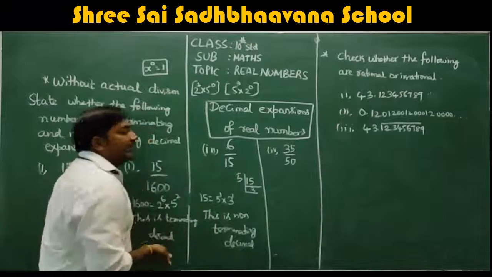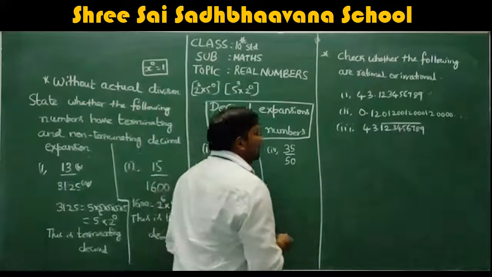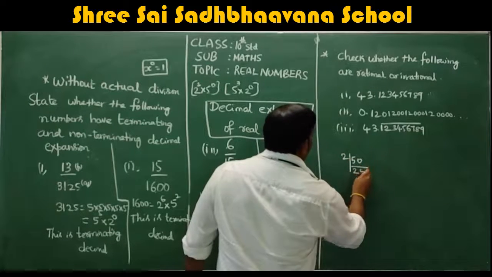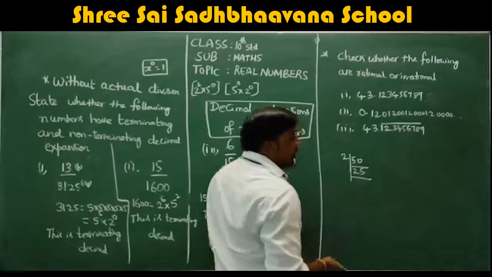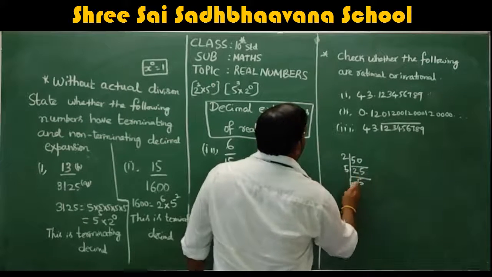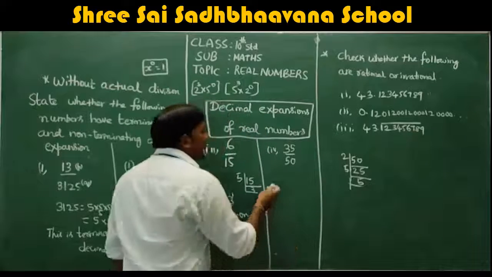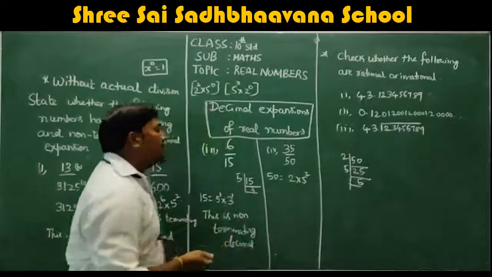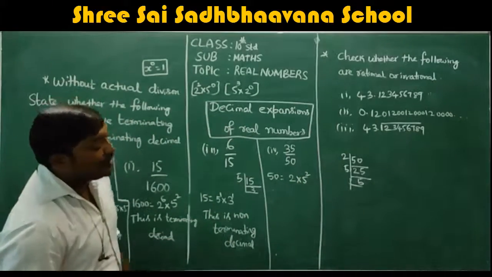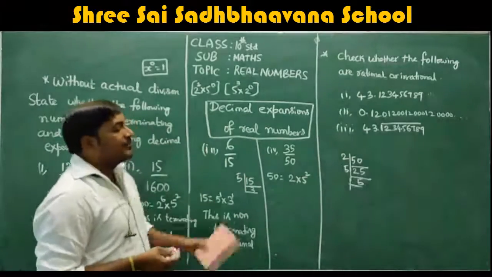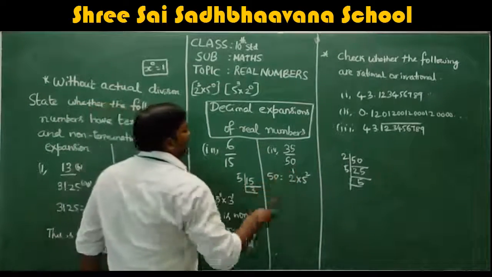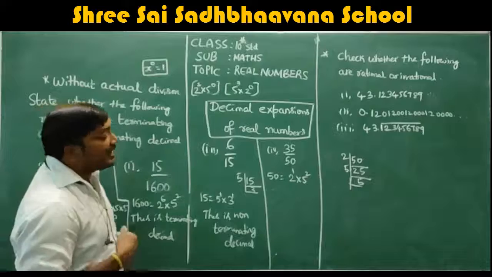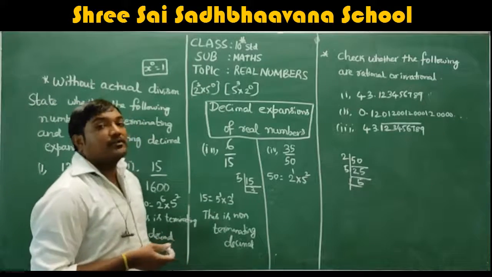Next, we will go with the next one, which is 35 divided by 50. Okay? Let me do the prime factorization of 50. So 2, 2 5s are 50, 25. Next, we take 5, 5 5s. So 50 can be written as 2 into 5 square. Correct? Denominator 50 can be written as 2 into 5 square. So are we able to write this in the form of 2 power m into 5 power n? Correct? So we are able to write 50 in terms of 2 power m into 5 power n.